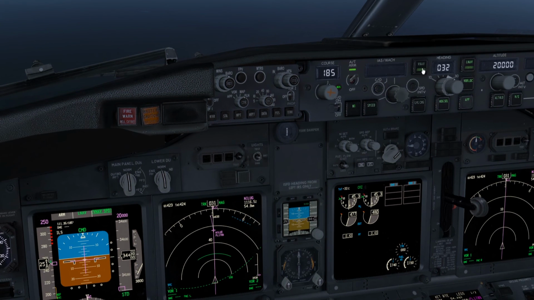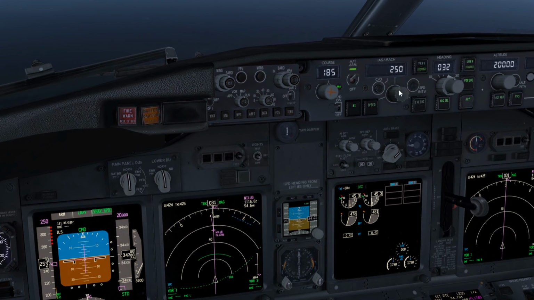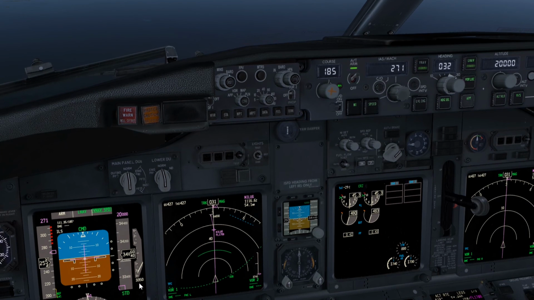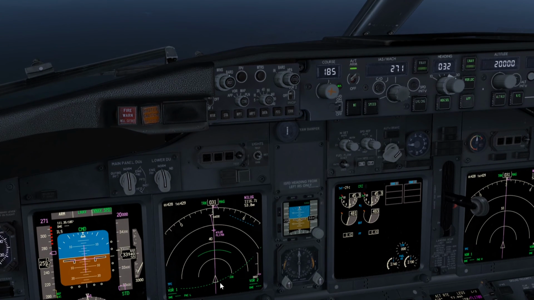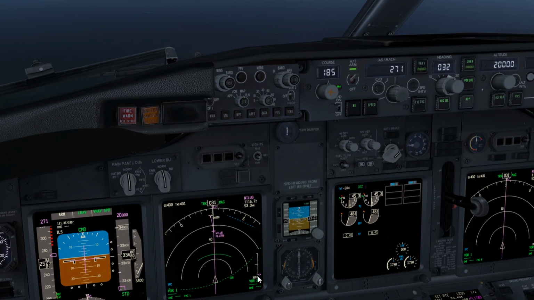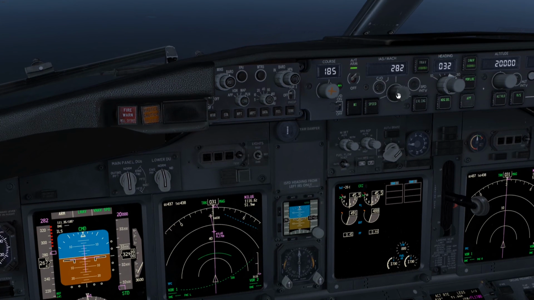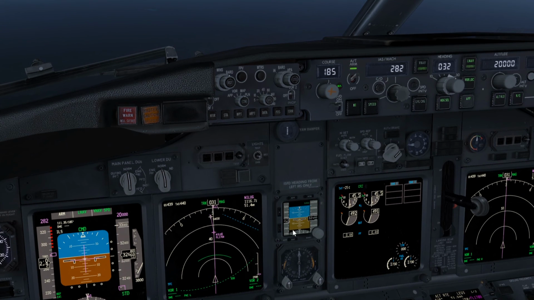So just for demonstration, we can use VNAV and speed intervent, and we can start to increase the speed, and it will increase the rate of descent. And as you can see, we are catching up on the path. If you want to correct faster, actually now it's going pretty well here. If you want to correct more, you can use some speed brakes as well. Otherwise you can just keep increasing the speed, and you will eventually pick up the path again.